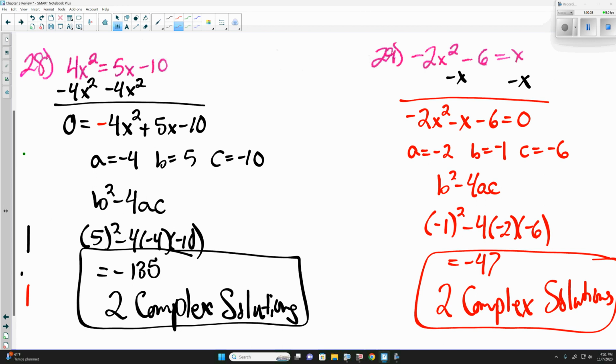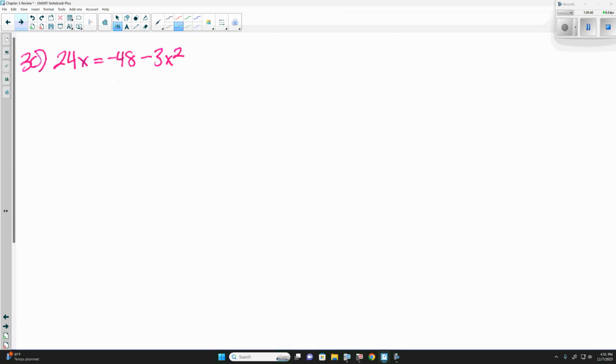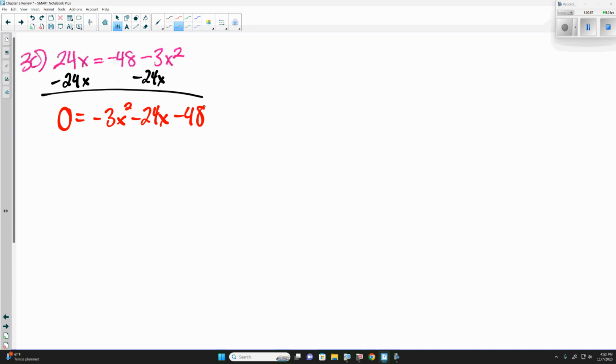Well, let's go on and do the third type for a third one we had for this. And again, we need this thing equal to 0. So I'm going to subtract 24x from both sides. Now I am going to rewrite it in standard form. So our negative 3x squared minus 24x minus 48. So our value of a in this case is negative 3, value of b is negative 24, value of c is negative 48.